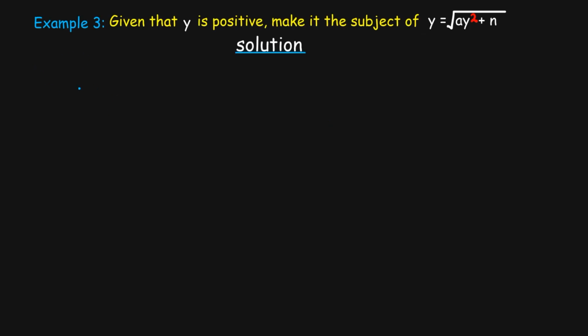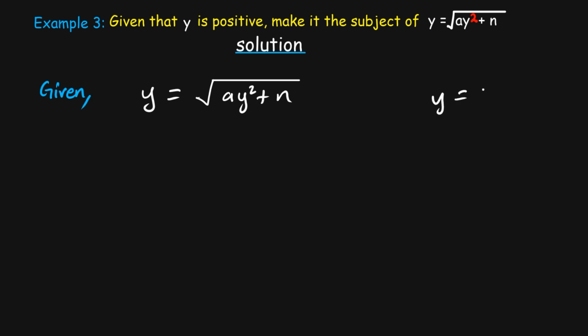Okay, let's go to this example. Number 3, given that y is positive, make y the subject of y equals square root of ay squared plus n. So we are given y equals square root of ay squared plus n, and we are required to make y the subject of the formula, and also recognize that it's positive.